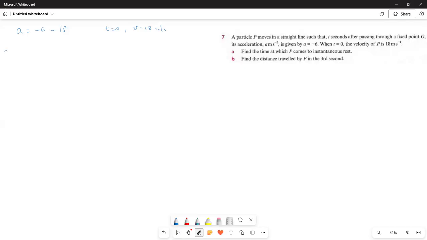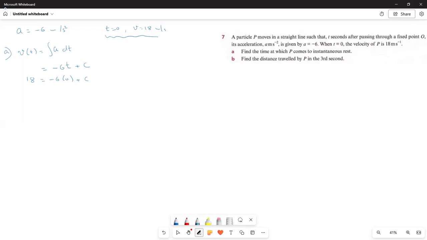So in order to find the time when the particle is at rest, we need to know its speed, because at rest means speed is zero. In order to find the speed, we need to integrate the acceleration, right? So the velocity is equal to the integral of the acceleration. How will I integrate it? It's going to be minus 6t plus a constant of integration. Make sense? Now we use this information: when time is 0, the speed was 18. So 18 is equal to minus 6 into 0 plus c.